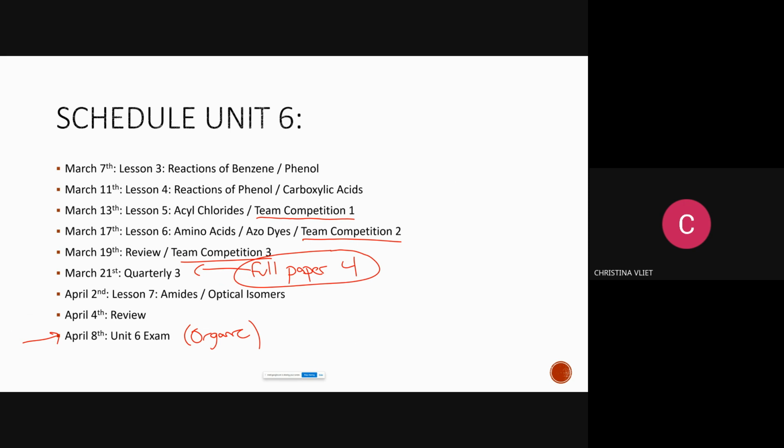Yes. Full paper 4 is the 100 marks. It's 100 marks in 2 hours. That's what paper 4 is. When you take paper 4, it's 100 marks in 2 hours.